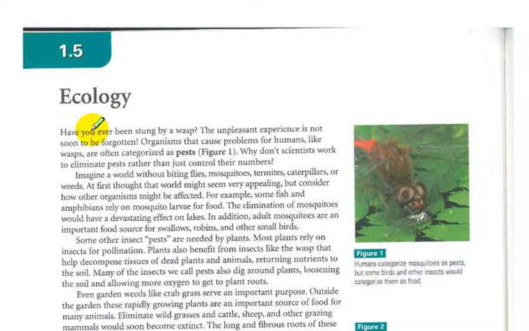So ecology, first of all, talks about being stung by a wasp, etc., and how a wasp is considered a pest because as human beings we look at wasps as being something that causes a problem for us. So why don't we just eliminate all pests rather than just control their numbers? Well, there's reasoning behind that.